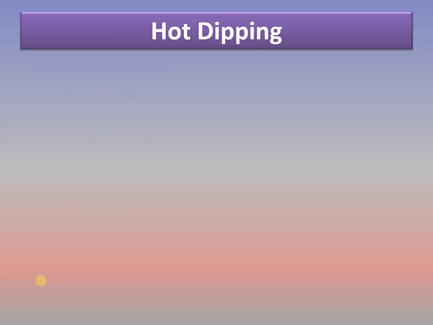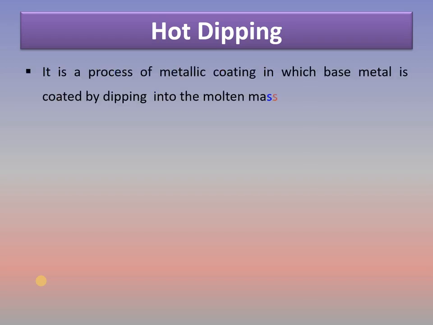Now, before going to the tinning, we should know what is hot dipping. So, hot dipping is a process of having a metallic coating in which the base metal, here base metal means the metal on which coating is to be carried out. In case of hot dipping, the base metal is coated by the coating metal by immersing the base metal into the molten mass of coating metal.